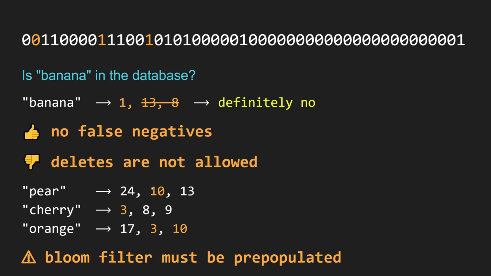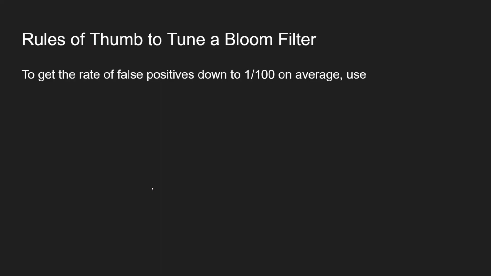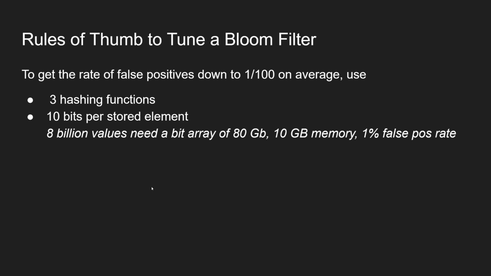And there's a cost to all of this. A Bloom filter must be pre-populated to be effective, unlike a cache, which can start off empty and just build up as it goes. Here are the rules of thumb to tune a Bloom filter. If you want to get the rate of false positives down to 1 over 100, and I know you're all math savvy, so that's 1%, you would use 3 hashing functions like we did in the previous examples, and you want to give 10 bits per element that you want to store.